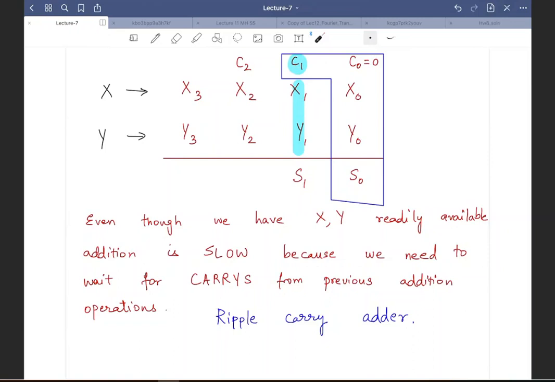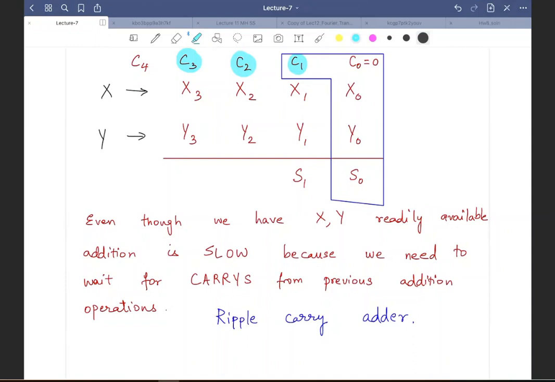I cannot do X1 plus Y1 because I need to wait for C1. I cannot do X2 plus Y2 because I need to wait for C2. Nothing else, only C2. And similarly, I still need to wait for C3 over here. And then eventually I will generate C4, but that is not important for me. Where do I need to wait? I need to wait on C1, then I need to wait on C2, then I need to wait on C3, to be able to do that addition, right? That is called a ripple carry adder.